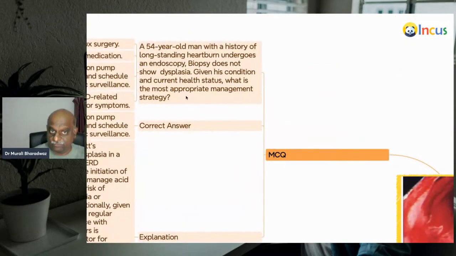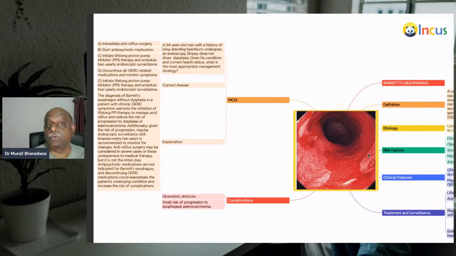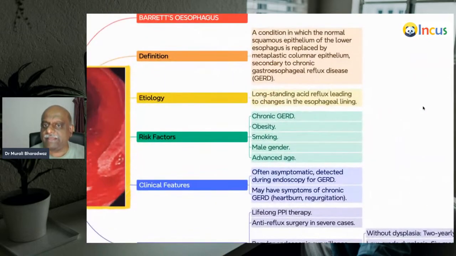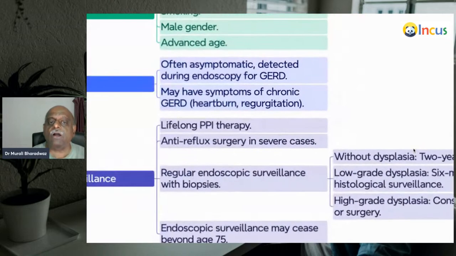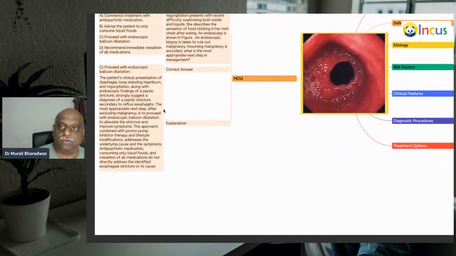A 54-year-old with a long-standing heartburn, biopsy does not show dysplasia. What is it showing? Only metaplasia. What is that called? Barrett's esophagus. So anything about it, obesity, smoking, male gender, advanced age, chronic GERD, they're all responsible for Barrett's esophagus. Lifelong proton pump inhibitor therapy. In severe cases, you need to do anti-reflux surgery, is considered to be important to treat, is what you need to remember.